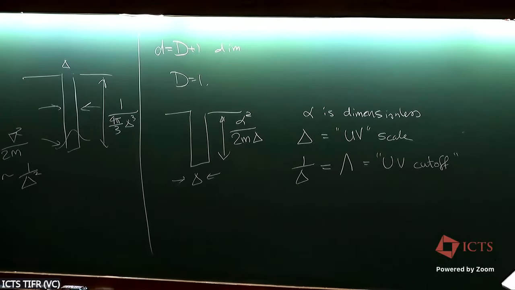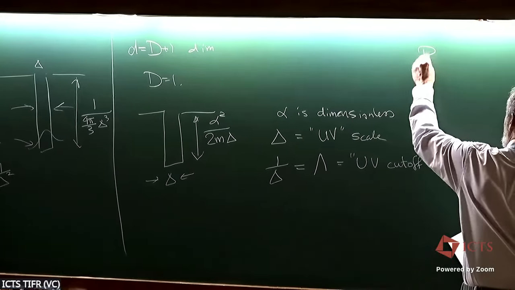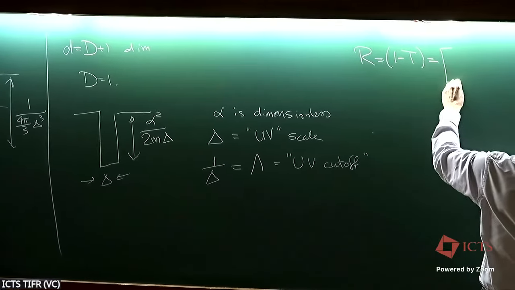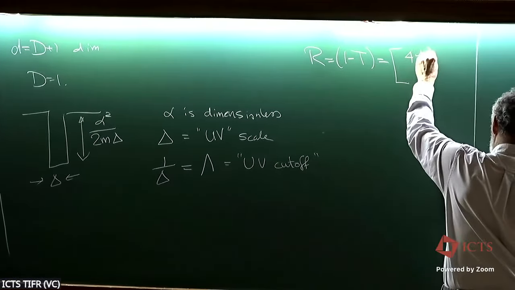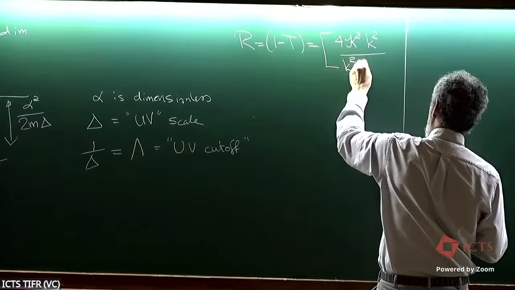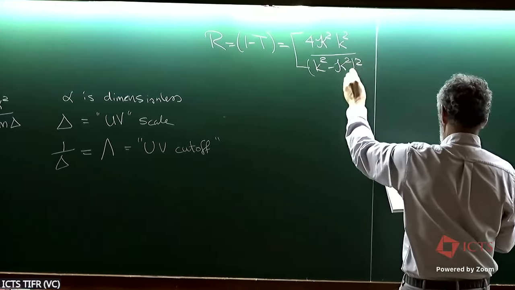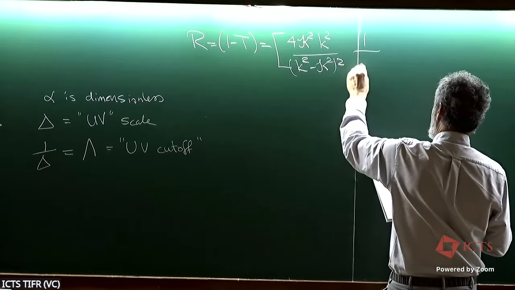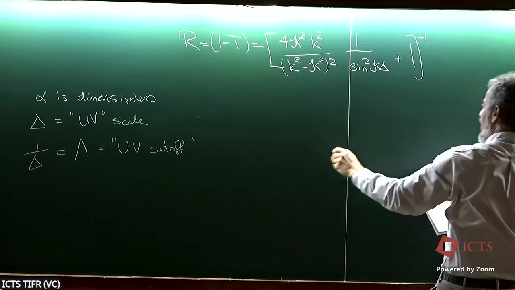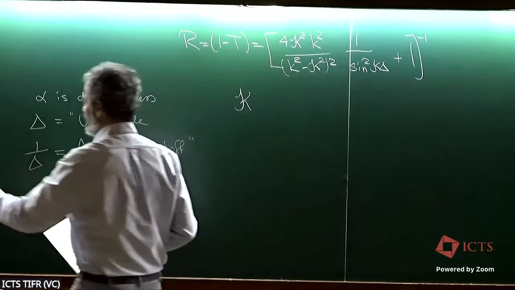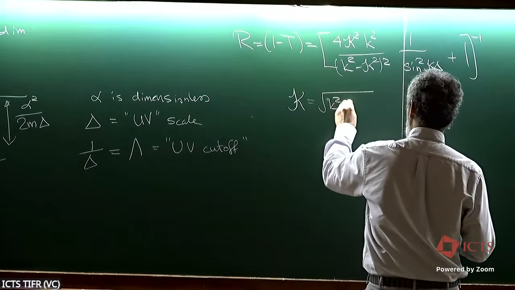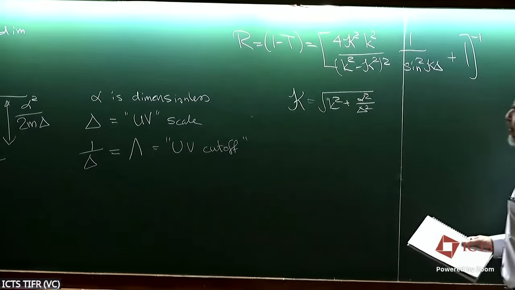So if you solve the Schrodinger equation for this, you'll find there's a reflection coefficient, which is 1 minus the transmission coefficient, and it is equal to 4 kappa squared k squared over k squared minus kappa squared, squared, times 1 over sine squared kappa delta plus 1, inverse, where I've got a wave coming in with momentum k, and kappa is the square root of k squared plus alpha squared over delta squared. So that's the reflection coefficient.